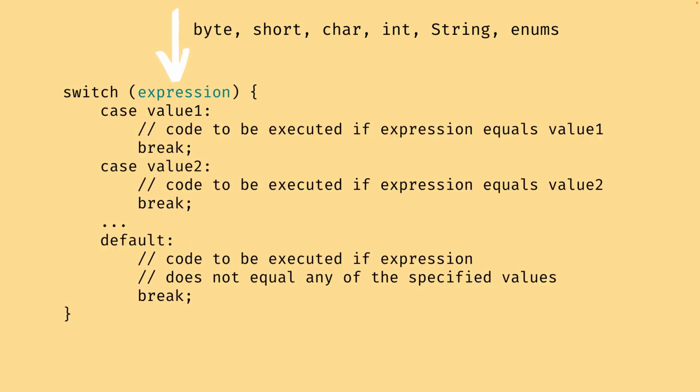The expression can be of a few specific types: byte, short, char, int, enums, string, and wrapper classes of the allowed primitives. So, Character, Byte, Short, and Integer.